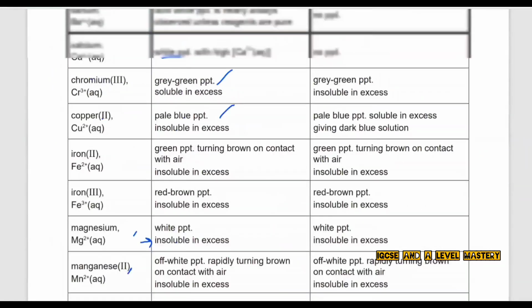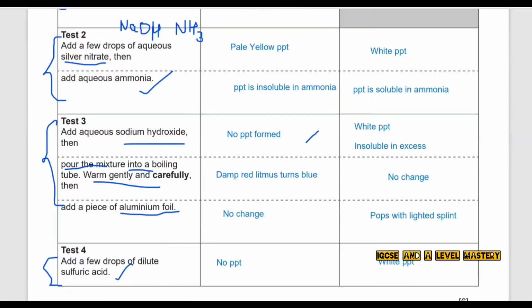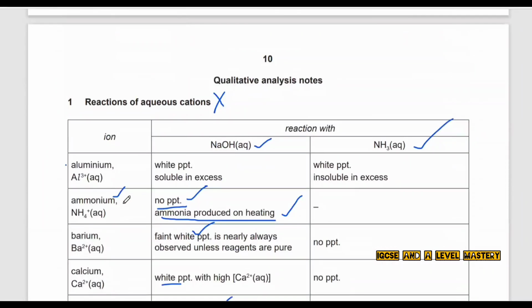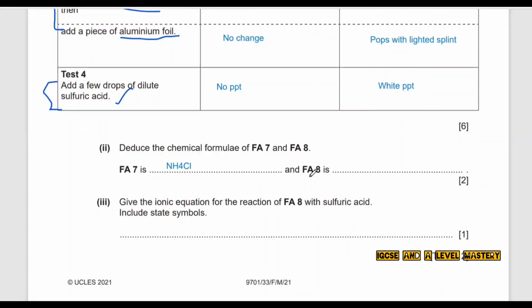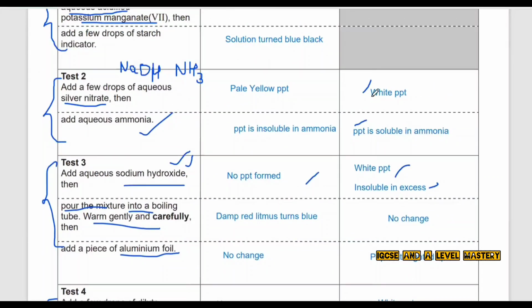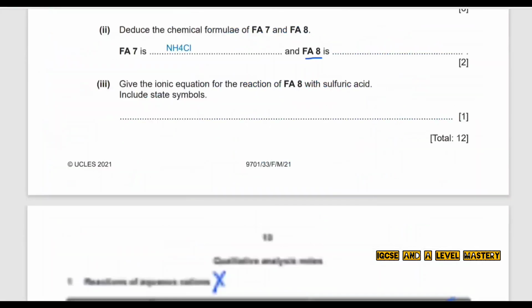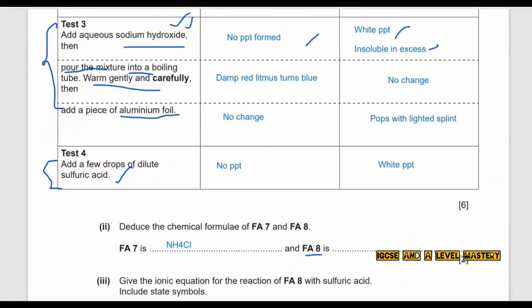And what will be the cation? From the test with NaOH, we were able to confirm that the cation present in Fa7 was ammonium. So Fa7 contains ammonium as its cation and iodide as its anion. So the formula will be NH4I. Now, for Fa8, we have already seen from test 2 that it produces a white precipitate, and the precipitate is soluble in ammonia, which means the compound is a chloride.